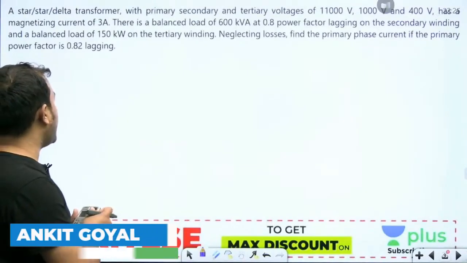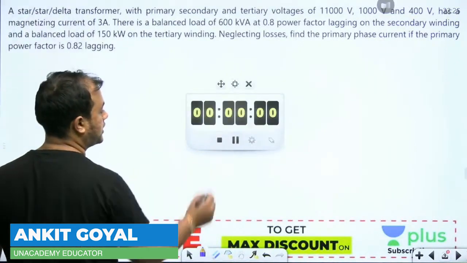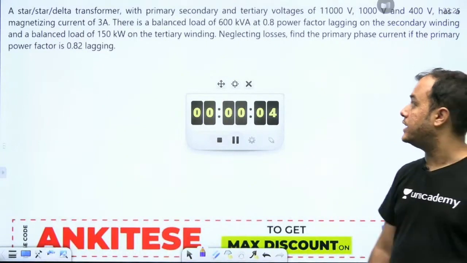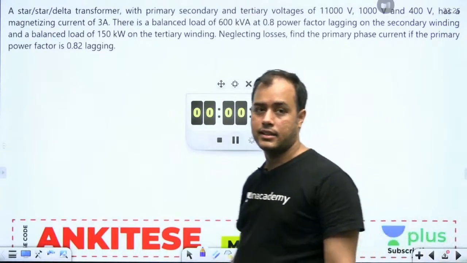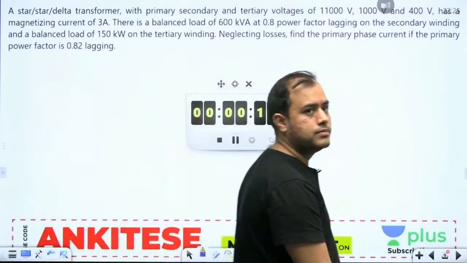Try the next one. Again, I'll be giving you 90 seconds for this. Because I have asked a very simple question, we need to find the primary current. You have 90 seconds with you.